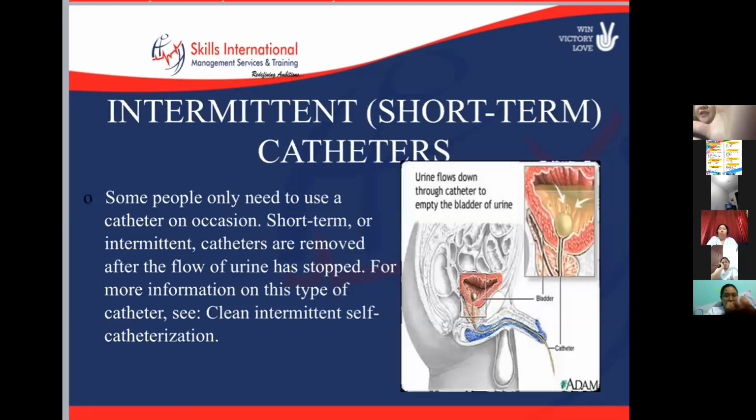Now, there is also the intermittent short-term catheter. Some people only need to use a catheter on occasion. Short-term or intermittent catheters are removed after the flow of urine has stopped. For more information, we also have a type of catheter that we can use. You have to clean, for intermittent self-catheterization. This is it.